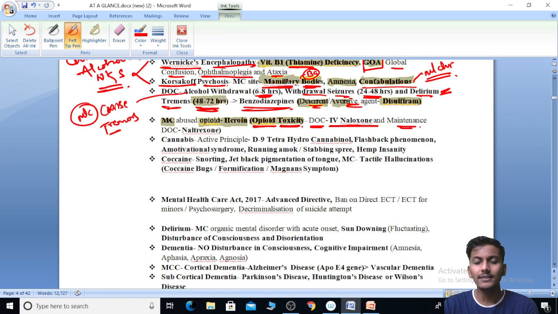Whereas for maintenance therapy of opioid toxicity, once the patient has presented to you in emergency and you immediately give IV naloxone, now the patient has to be kept on maintenance therapy.